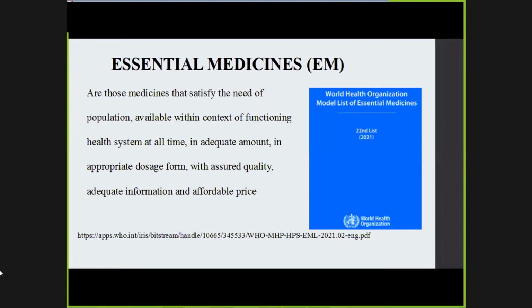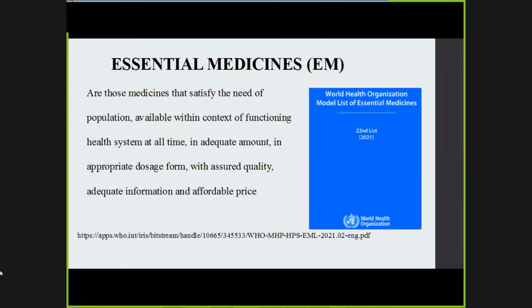So, in short, we can say essential medicines are the commonly used medicines and are available in our hospital pharmacy also. According to the need of the population, the essential medicines are decided.